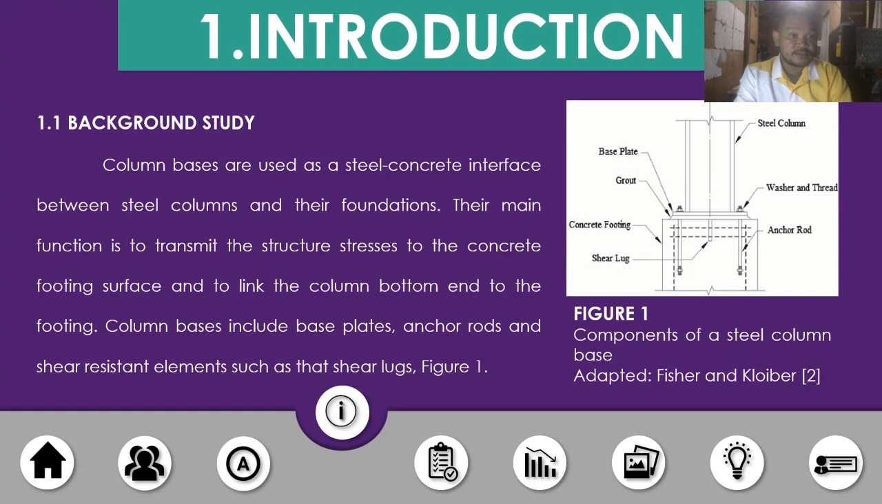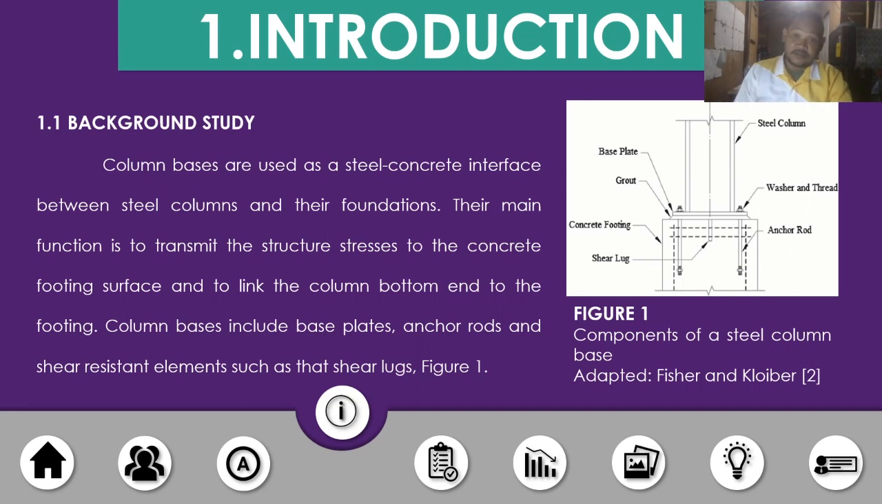Introduction. Column bases are used as a steel-concrete interface between steel columns and their foundations. Their main function is to transmit the structure's stresses to the concrete footing surface and to link the column bottom end to the footing. So column bases include base plate, anchor rods, and shear-resistant elements such as the shear lugs.